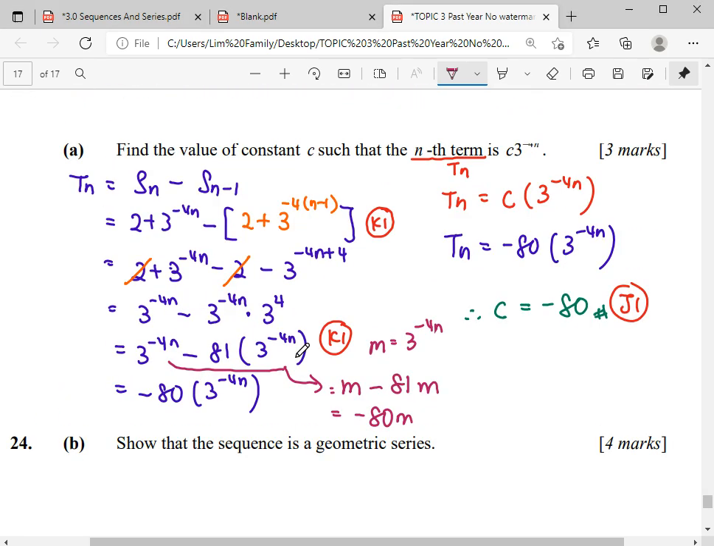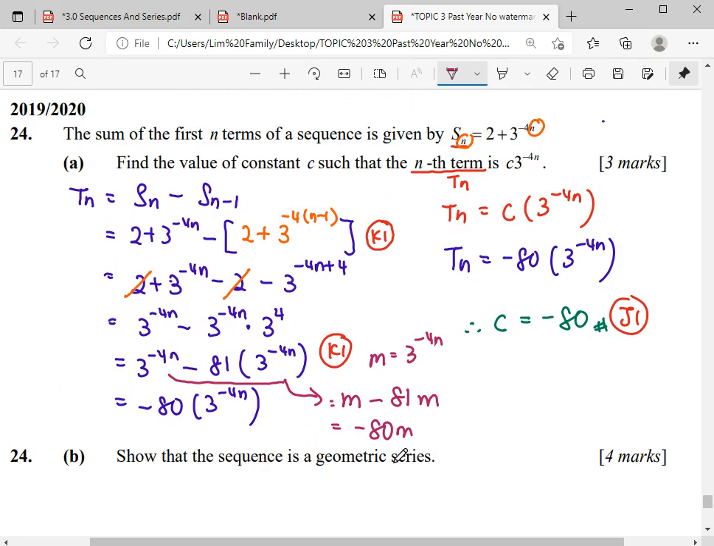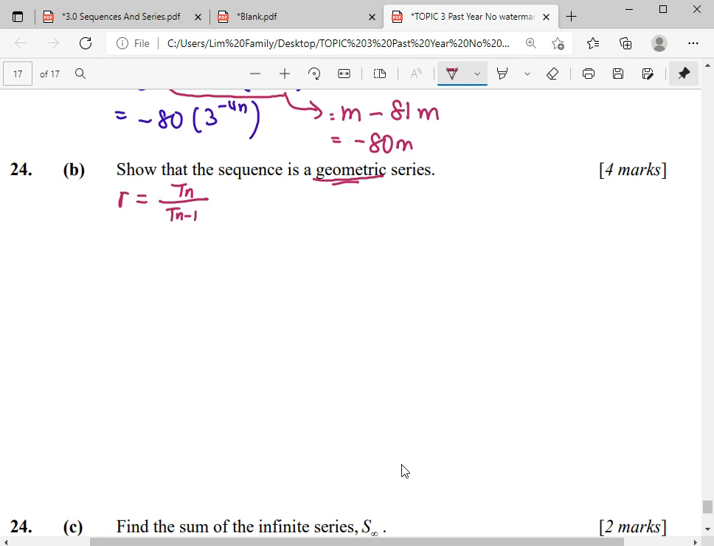Okay, now we go for question B. How to show that this sequence is geometric? It means they want us to show the characteristic of a geometric sequence. If it is geometric, it has a common ratio, where the term Tn over the previous term Tn minus 1 gives a constant. So for this part, you start testing: does it have a common ratio? Is this a geometric sequence?